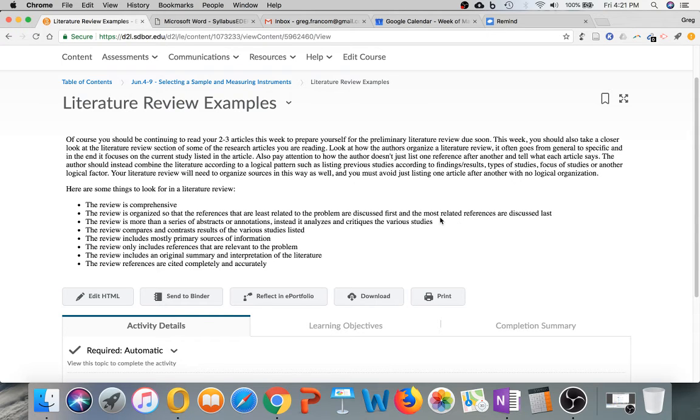So this week, as you read your articles, make sure you take a look at the literature reviews. Now, some of you might have articles that don't have a very good literature review or not a very full one, and that's too bad. Some articles are out there that don't. So you can just make note of that as well.